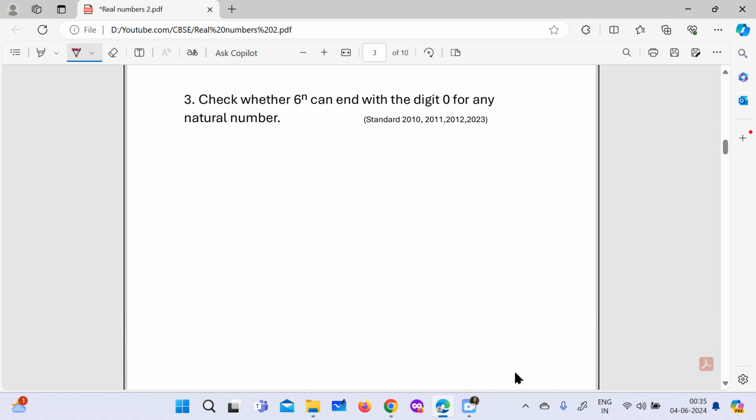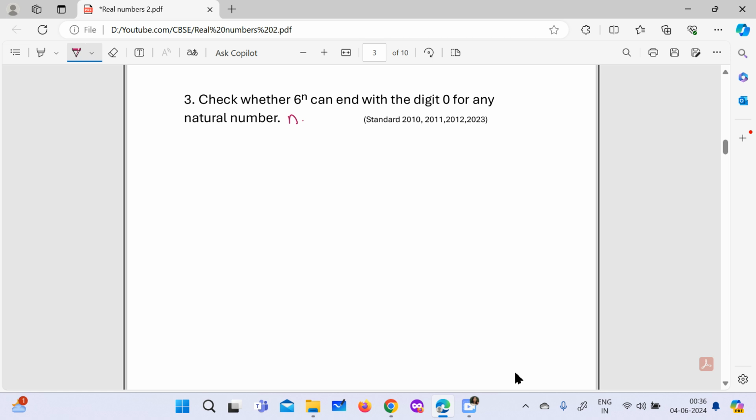Now let's see the next question. Check whether 6 to the power of n can end with the digit 0 for any natural number n. Yeah, so this question has come many times. Standard paper 2010, 2011, 2012 and 2023. This is repeated many times.